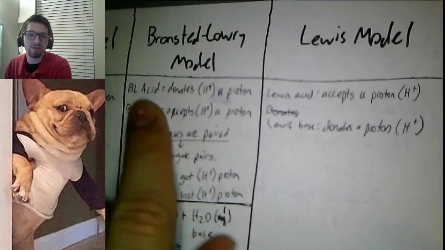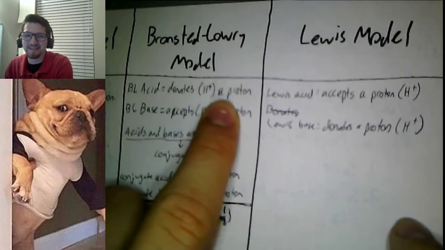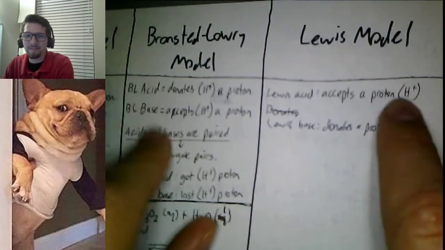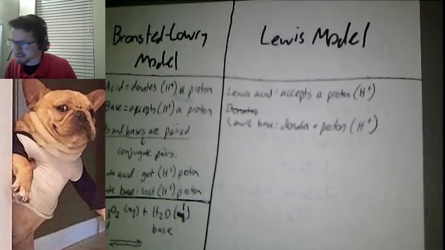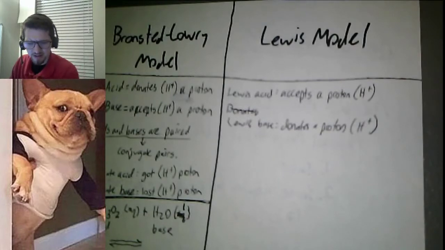This is where we get annoying. Look at a Bronsted-Lowry model acid. It donates a proton. What is the Lewis acid? Accepts a proton. They're switched. So this is where we get a little tricky. So maybe flashcards would help for this one, keeping them straight. But the good news is that's as complicated as Lewis went.